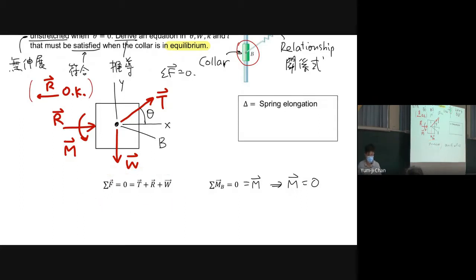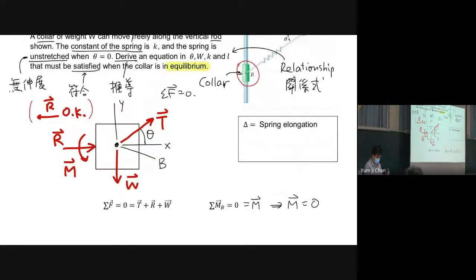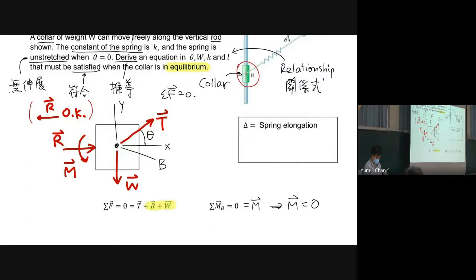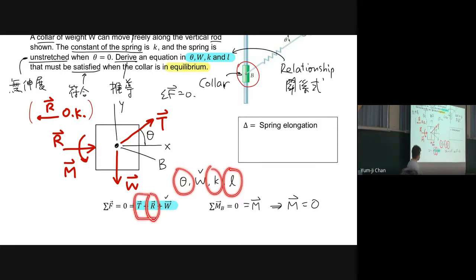What is the relationship we want to know? Here we have T, R, and W. And here we have beta, W, K, and L. Let me repeat: beta, W, K, and L. And of course, we have W here. Now, the question remains about these three. We have T and R here, but we don't have T and R there. We have beta, K, and L. And in here, we have T and R. So how do we match these two together?